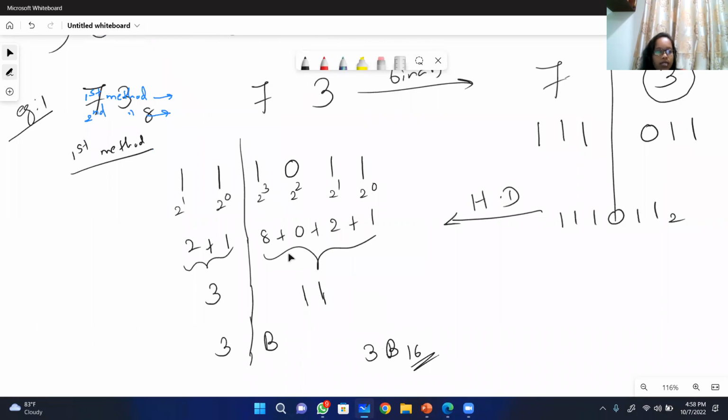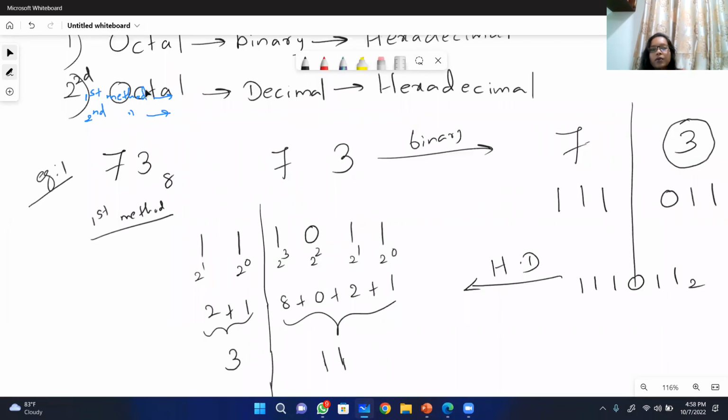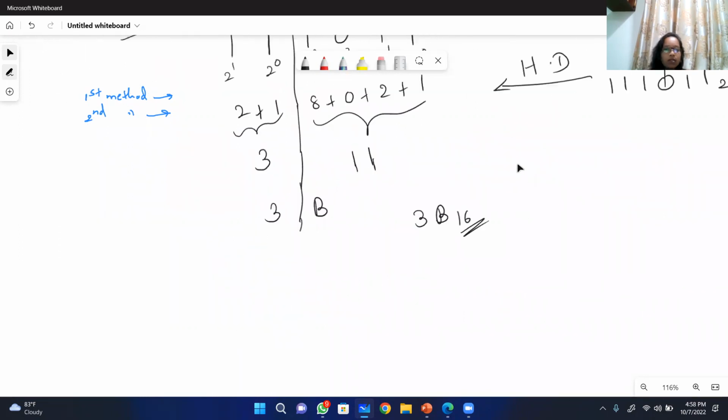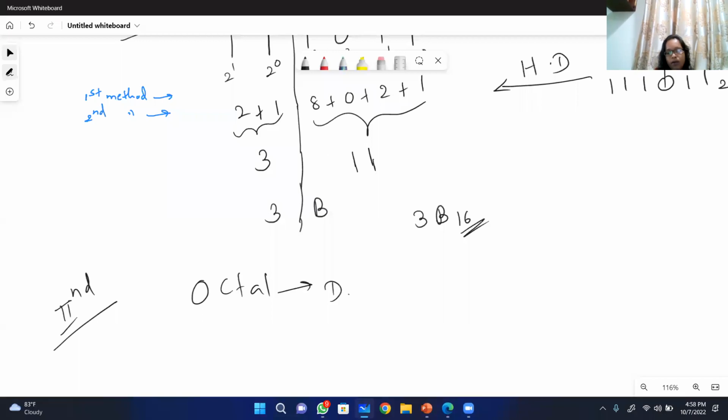Then we will follow the second method. First, we have to convert the given octal value into decimal, then decimal into hexadecimal. So first, we'll take the 73, the octal one. This is the second method, right? First, the octal value, we have to convert into decimal. No need to write this down. I will directly move on to the tutorial after this one. Right, how to convert a given octal value into decimal?